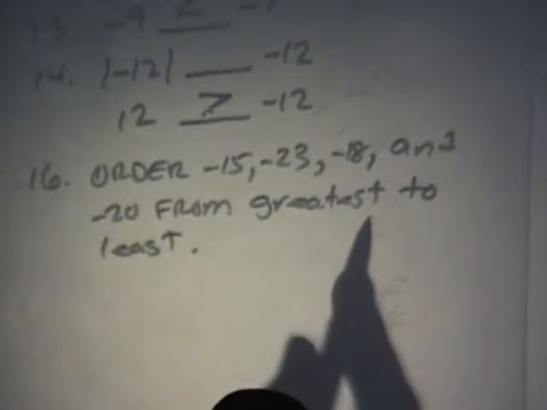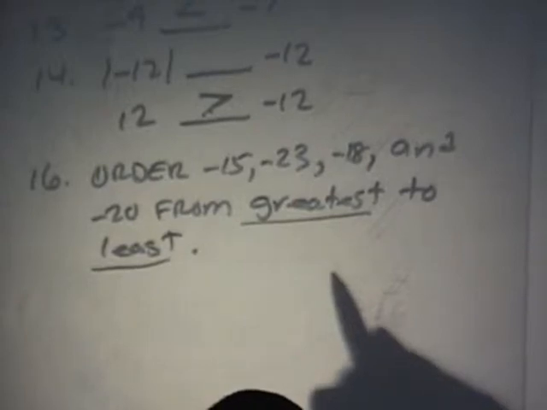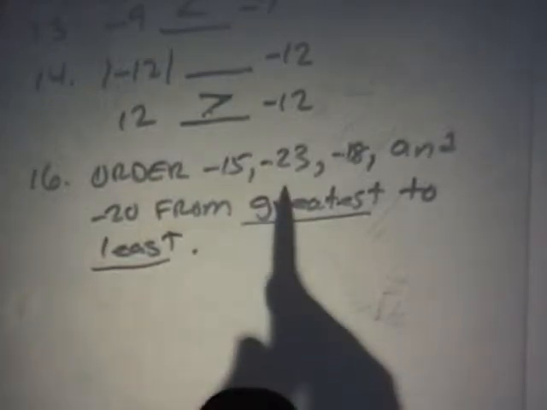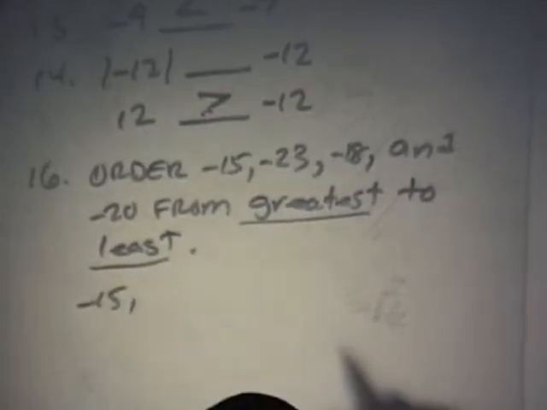All right. So now we want greatest to least. This is not like problem number 15 from least to greatest. We want greatest to least. So be very careful. So what is the largest number here? Remember, with the negative numbers, the largest number would be the smallest absolute value. So we want the smallest. So the greatest is going to be -15.